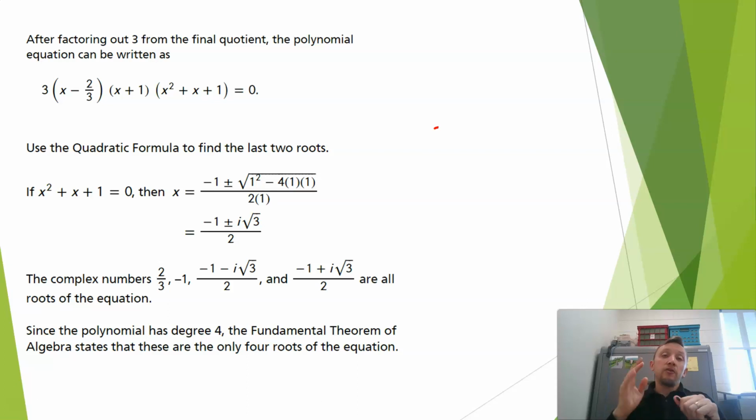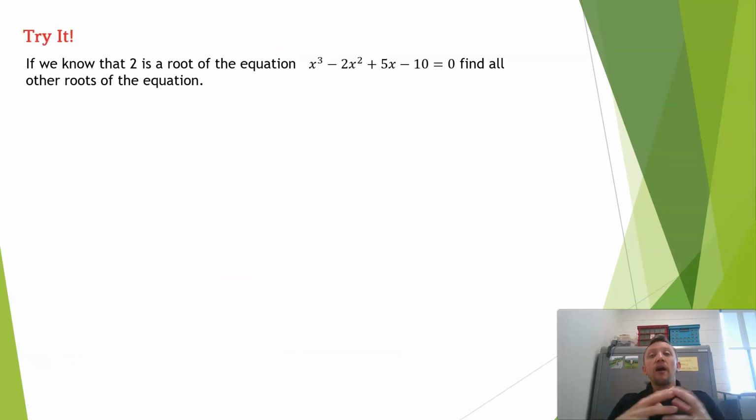So now remember, using the fundamental theorem of algebra, since the degree is 4, there should be 4 solutions. 2 of them are real, the 2/3 and the -1. And we just found our other 2 solutions are non-real, the (-1 minus i square root of 3) over 2 and the (-1 plus i square root of 3) over 2. So the idea here is we're taking everything that we've learned about how to use synthetic division and how to use the quadratic formula, putting all these tools together to figure out what all the real and non-real solutions could be for a polynomial. So I want you guys to try this one on your own.